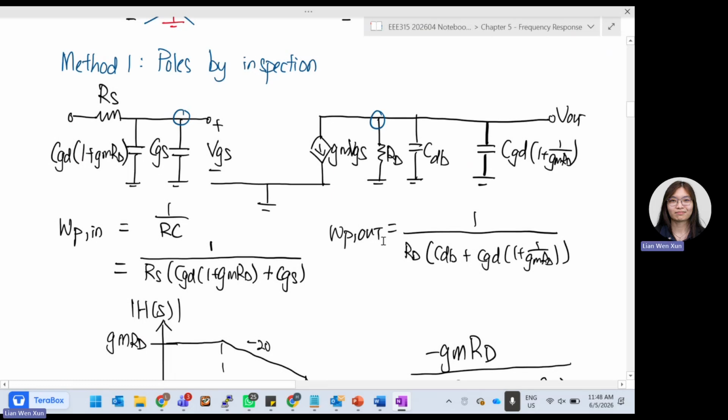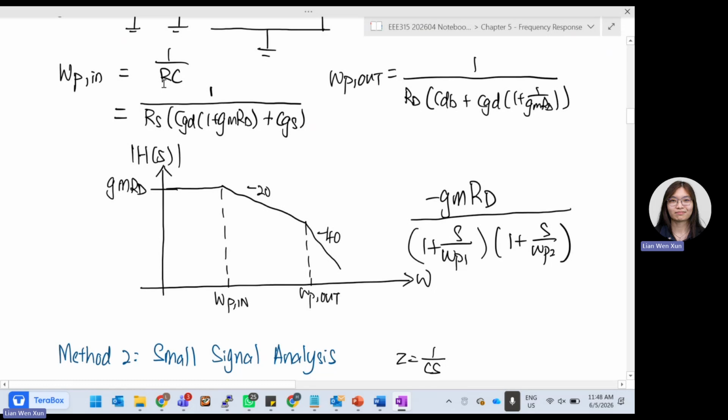For omega P out, the port is over here. What is the resistance that we can see? We can only see RD. So there's only RD, and then two capacitors in parallel, so we add them up. So you found your omega P in, omega P out.